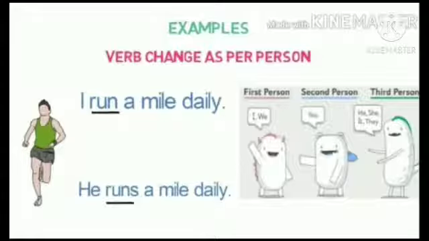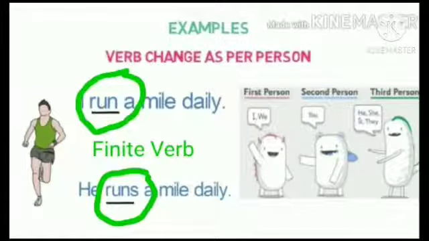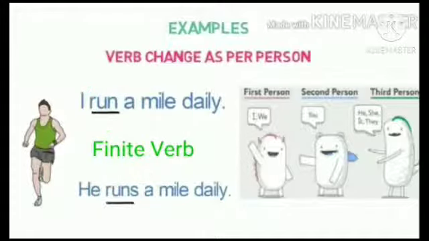Here it is written, I run a mile daily. Now I is first person, so we have used run. Now in the second sentence we are using third person. It is written, he runs a mile daily. Now you can see the changes. Run changed to runs when there is a change in the person. Therefore, run and runs are finite verbs.